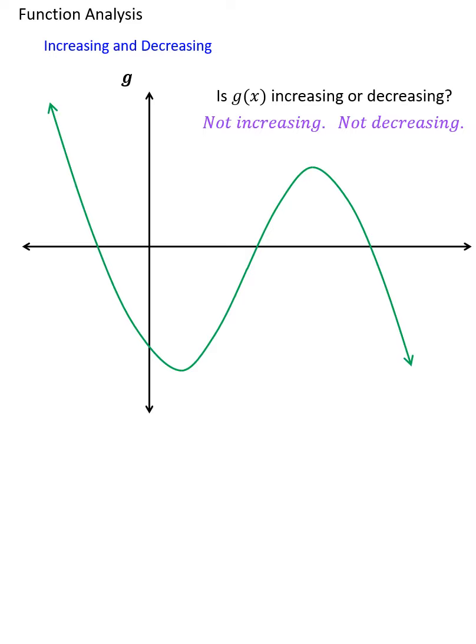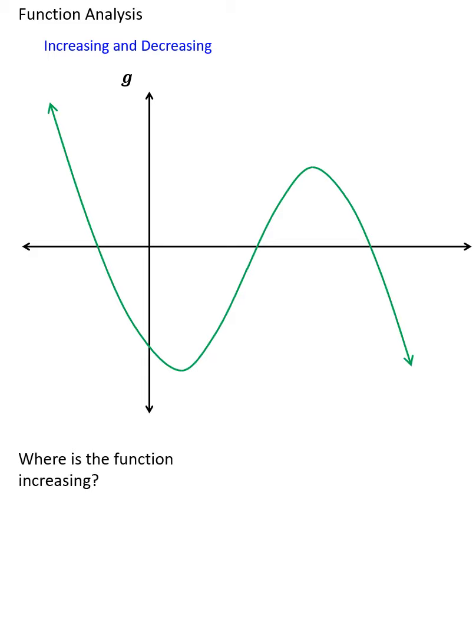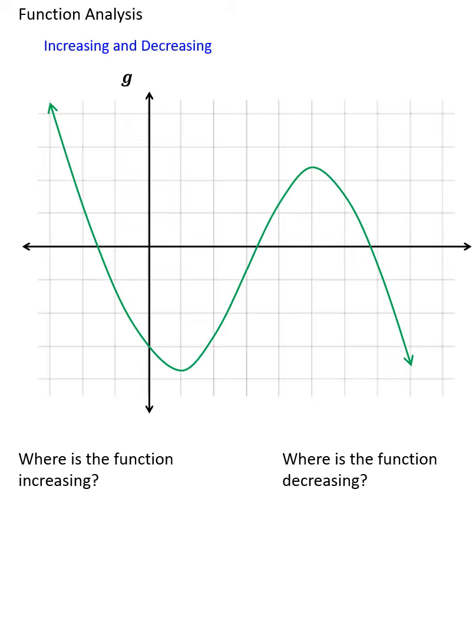Of course, this gives rise to some broader questions, such as, where is the function increasing? Because while it's not an increasing function in its entirety, it is increasing in parts of it in some sense. And also the question, where is this function decreasing? Because while it is not a decreasing function, there are in some ways parts of it where it is decreasing, at least on certain intervals. So let's tackle both of these questions by putting a grid in here, because if we're going to answer the questions of where, we're going to need some numbers.